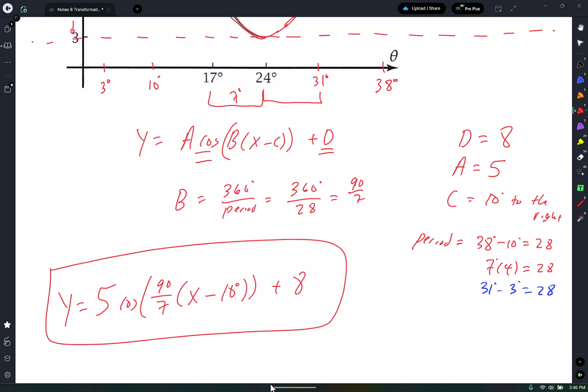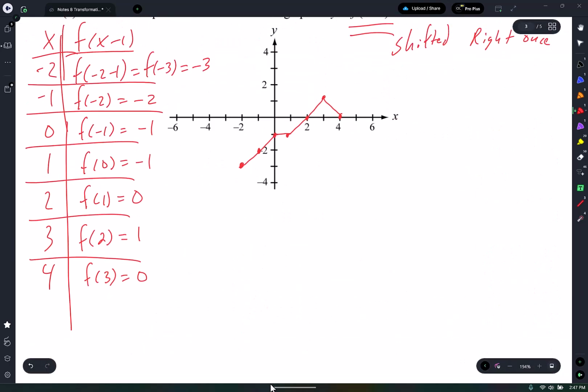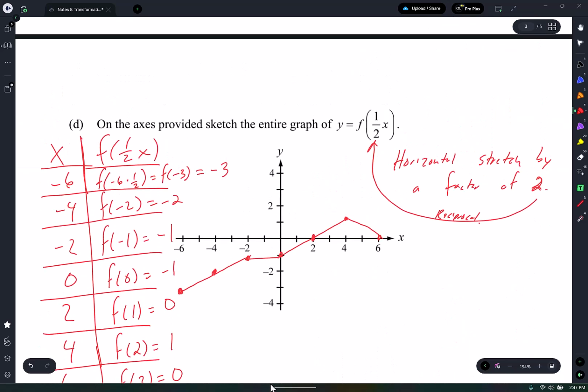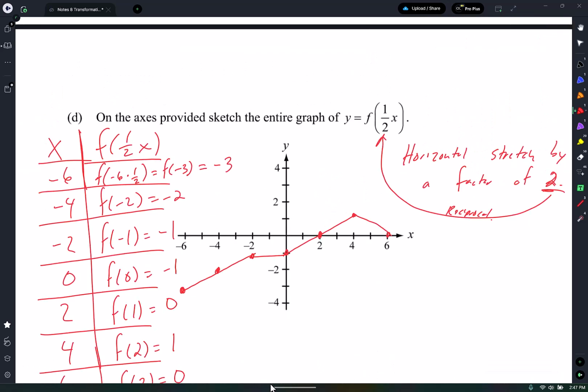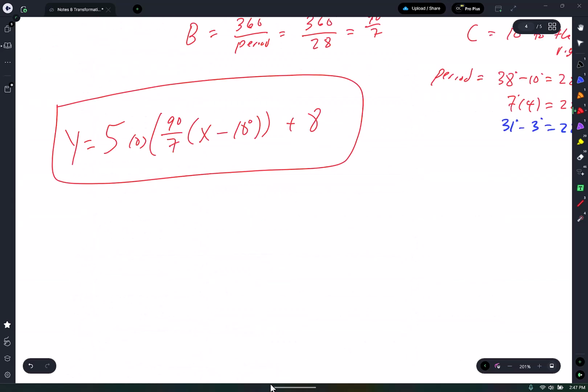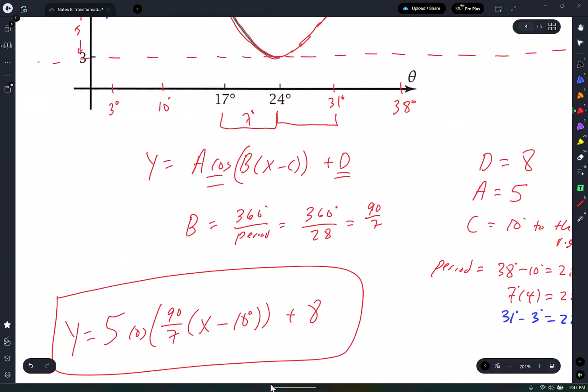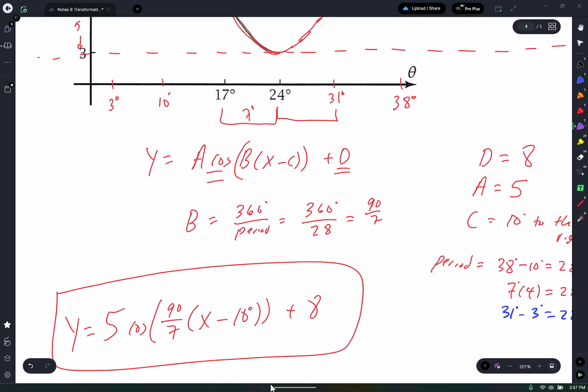Are we okay? I want to make sure that we're not robots. Remember that I told you that this guy right here tells you your horizontal dilation, 90 over 7? Check it out, it works. This is why we got the formula. Here we said that this was a horizontal dilation by a factor of 2, and we took the reciprocal of this. If I take the reciprocal of 90 over 7 and multiply it by 360, I bet I'll get 28 degrees.